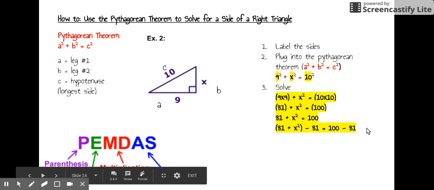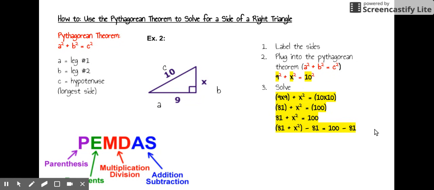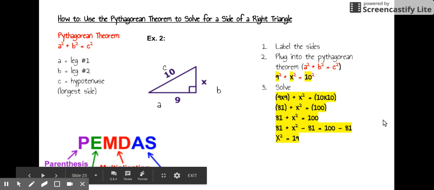So now we have 81 plus x squared is equal to 100. From here, we want to get the variable x onto one side of the equation. To do that, we have to eliminate the 81 from that side. So we're going to subtract 81 from each side, because 81 is a positive number, and 100 and 81 are like values, so you can subtract those. So you have 81 plus x squared, that whole value, minus 81, which gets you just x squared. And then you have 100 minus 81, which is 19.